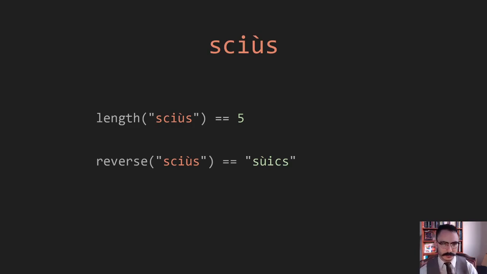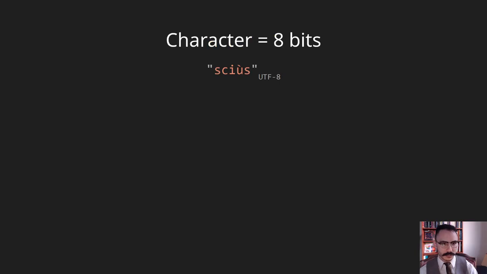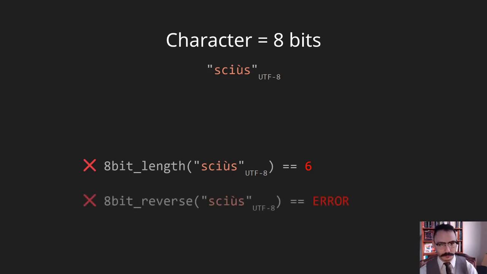So let's see how well our algorithm works on this. We'll take shoes encoded in UTF-8, break it up. Uh-oh. Okay, we've stumbled across our first problem. So if we break this into 8-bit bytes, then that's actually 6 of them. And that should be 5, right? This is a 5-character word. And if we reverse it, oh, it actually comes to an error. So we've got some problems here.